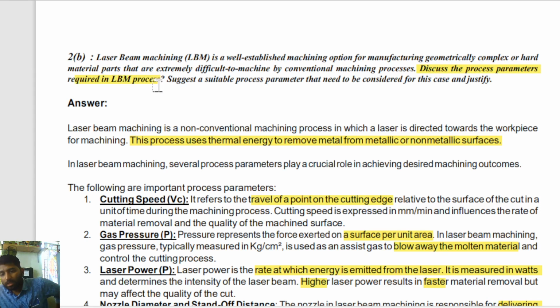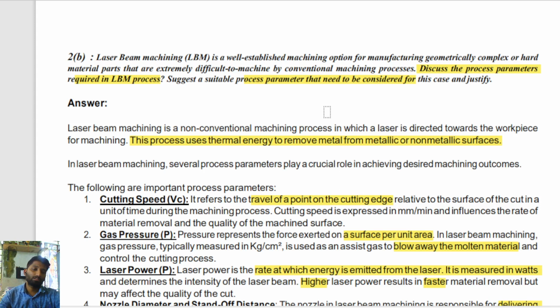So here we have to discuss the process parameters of this process, and you can discuss the others also. For process parameters we have to suggest how much and what we need to keep. Laser beam machining is a non-conventional machining process. This is the answer we are writing for this one. It is one of the types of non-traditional or non-conventional machining process.